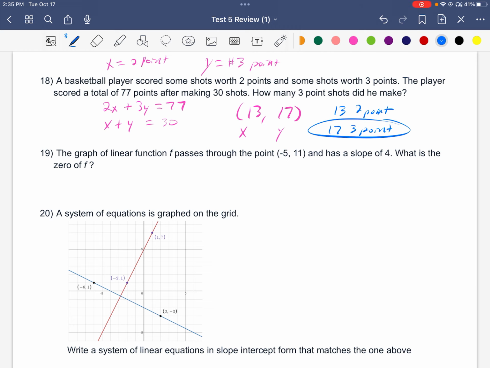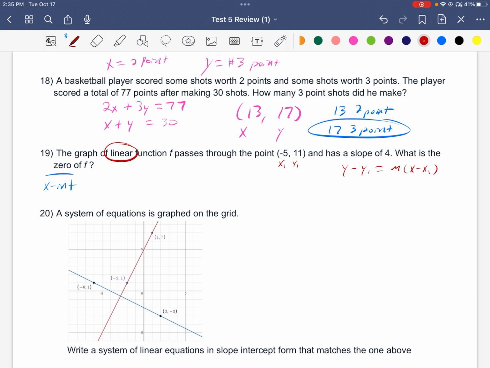19. The graph of linear function f passes through that point and has a slope of 4. What is the 0 of f? Ooh, okay, so it wants to know the x-intercept. A couple ways you could do it. Let's use the point slope form, like on the question just a little bit ago. That is point slope form. If you know the slope and a point, you can fill that in for any straight line.